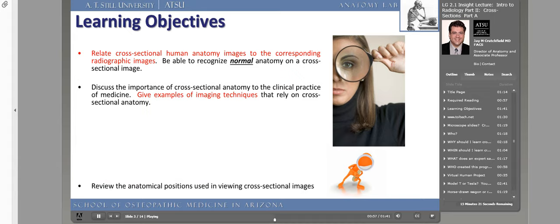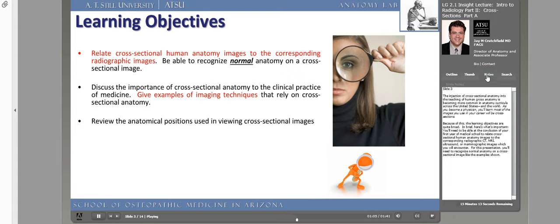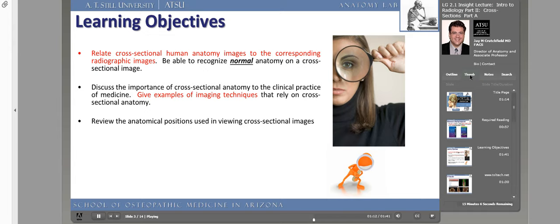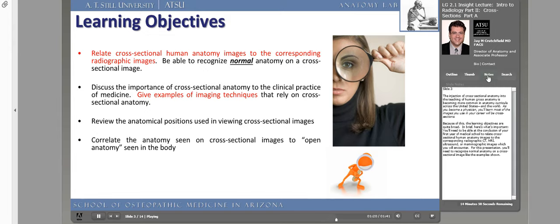You'll also need to review the anatomical positions used in viewing cross-sectional images and how to use that anatomical positioning to help you read and interpret cross-sectional images. You'll also need to correlate the anatomy that you see on a cross-sectional image to the open anatomy that you'll see in the human body and in the cadavers upstairs.